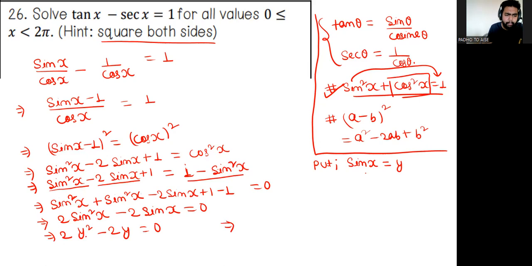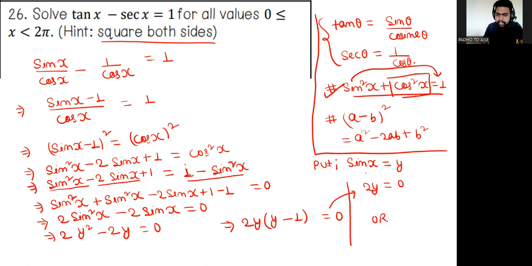What I'm going to do is take 2 and y common. I would be taking the GCF, so 2y would be common. Here I would be left with y, and here I would be left with negative 1, because everything I have taken as common is equal to 0. Now I could write this as either 2y is equal to 0, or y minus 1 is equal to 0. This is how I could write.